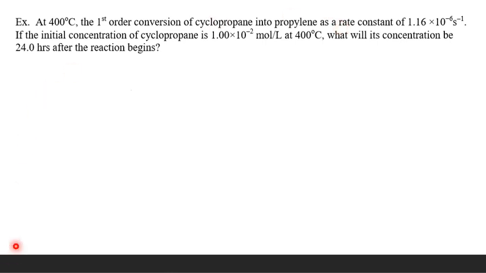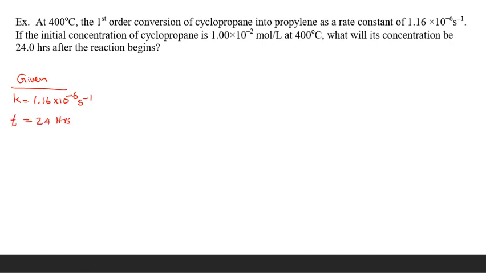So what we have to do is note down what is given and how we can go ahead and solve for the unknown. First I will write what is given. We have the rate constant k, which equals 1.16 times 10 to the power negative 6 second inverse. And then time is also given, which is 24 hours.